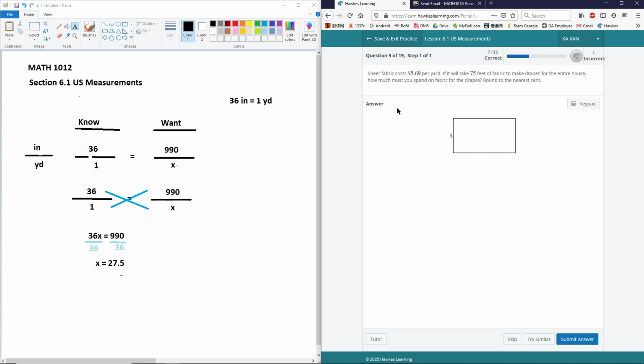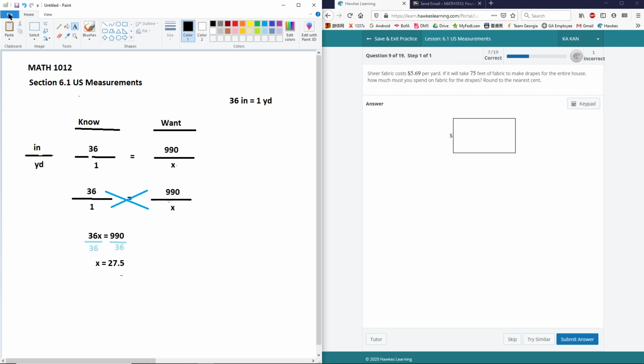Let me see. So right here it says the sheer fabric costs 5.69 per yard, and it will take 75 feet for this particular project for this house. So how much do you have to spend for these guys? Well, the first thing is, don't worry about the cost right now. You have to know what 75 feet is in terms of yards.